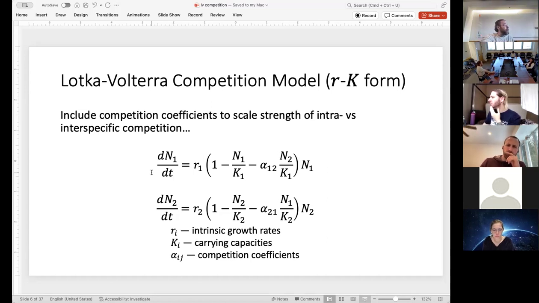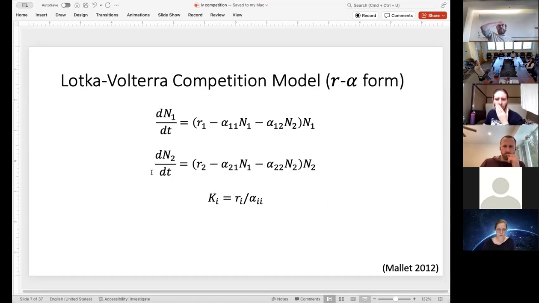This is the traditional form you find in textbooks a lot, but there are a couple of different forms that people use. They're equivalent, but the parameters have slightly different meanings. Here's another one, which I'm going to use today for kind of inexplicable reasons, which we can call the R alpha form. Here we don't explicitly have the carrying capacity as a parameter, but we have 4 competition coefficients. It's a little more elegant, a little more symmetric. And we can back-calculate the carrying capacity of species 1: it's just its growth rate r1 divided by alpha 11.